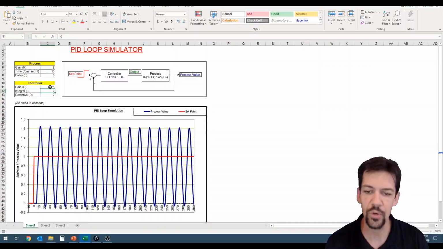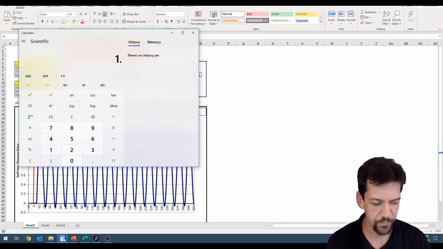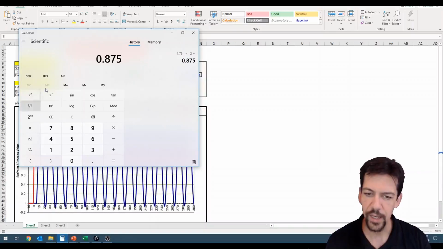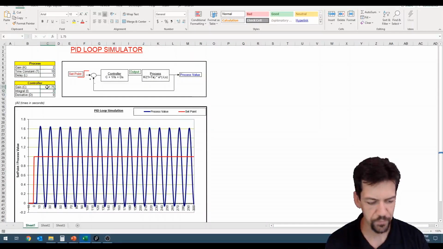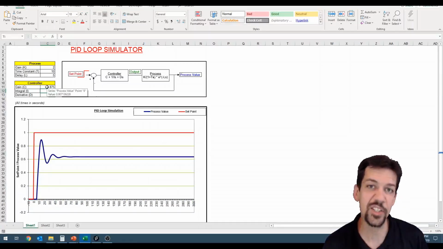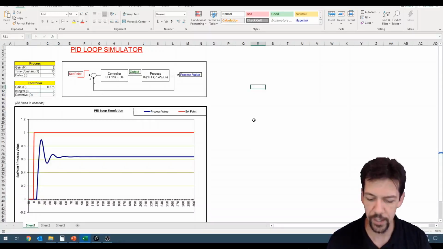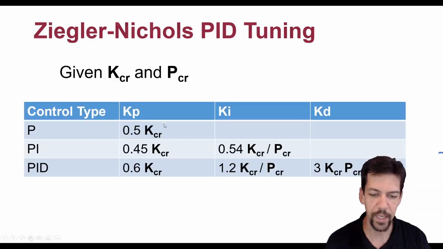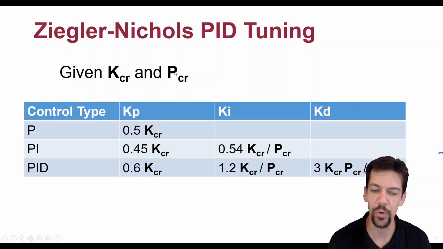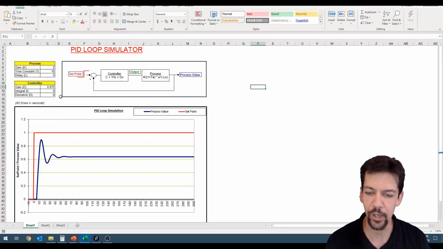For a proportional controller, 1.75 divided by 2 is going to be 0.875. And that looks like a pretty good proportional controller. It settles quickly, but it has that proportional rise time that's not very good, right? So looking back at my table here, if I want to do an integral controller, I have my critical value, but I don't have my critical period.